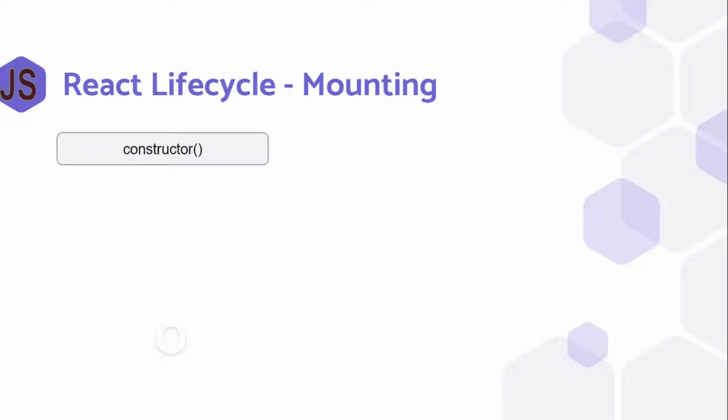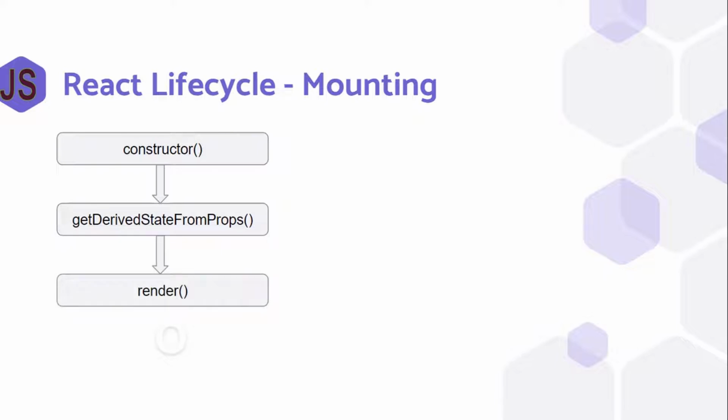In the constructor, we write the logic to initialize the state with some particular value, and next getDerivedStateFromProps is called. In this method, we basically manipulate the initial state based on the value of props. After that, the render method is called, and in this method, the JSX is mounted in the DOM. And finally, when the JSX is successfully mounted in the DOM, componentDidMount is called, and in this method, we write the logic to fetch data from the network.